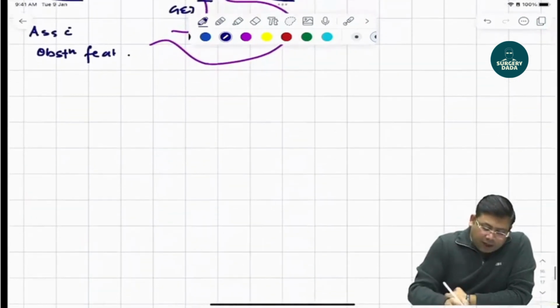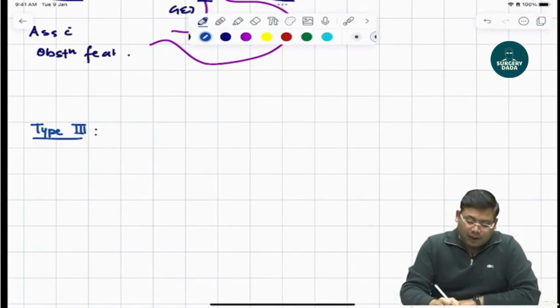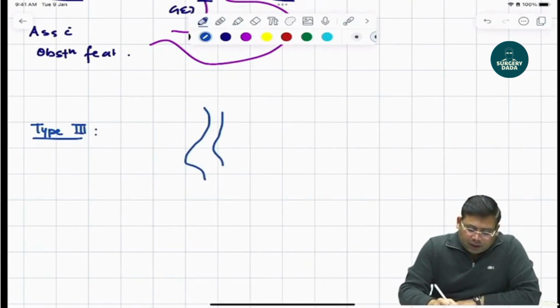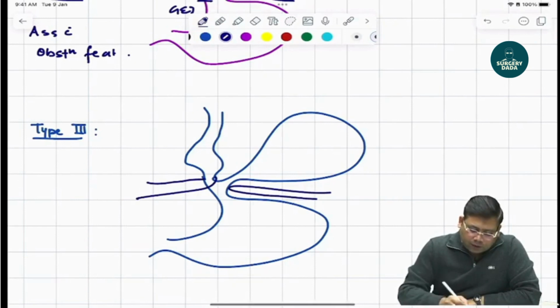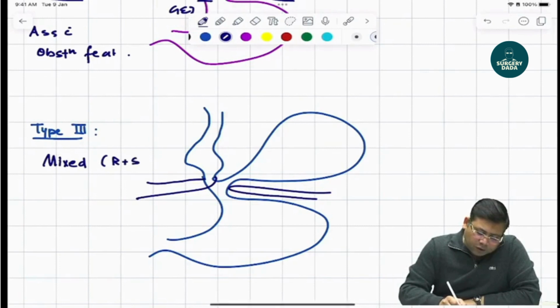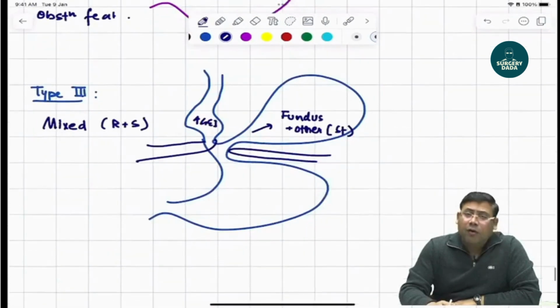Students, then we have the type 3. When we talk about the type 3 hernia, what are the important things that we need to understand? The GE junction has gone, the stomach with fundus or other parts have gone, and this is type 3. So type 3 is a mixed type, and it's a mix of rolling plus what, students? Sliding. The GE junction has gone up, along with that the fundus or the others, that belong to the stomach, have gone up.